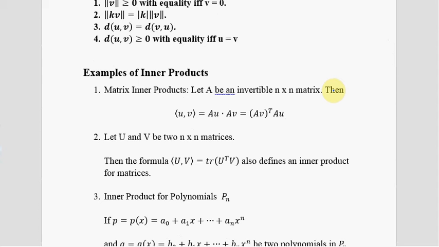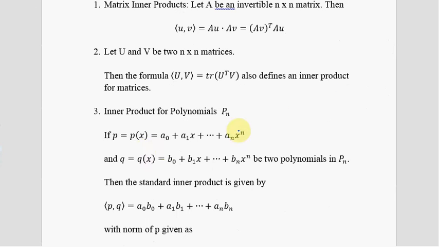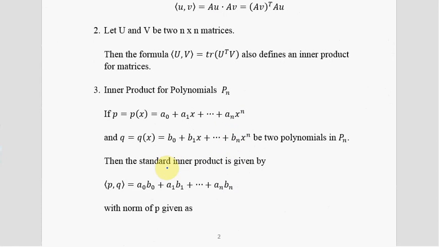Number three is going to be a standard inner product of polynomials. So here the inner product of polynomials, P sub n, if given two polynomials P and Q here of n plus one dimension, then the standard inner product is given by here the sum of the corresponding components multiplied, right? Again, standard.